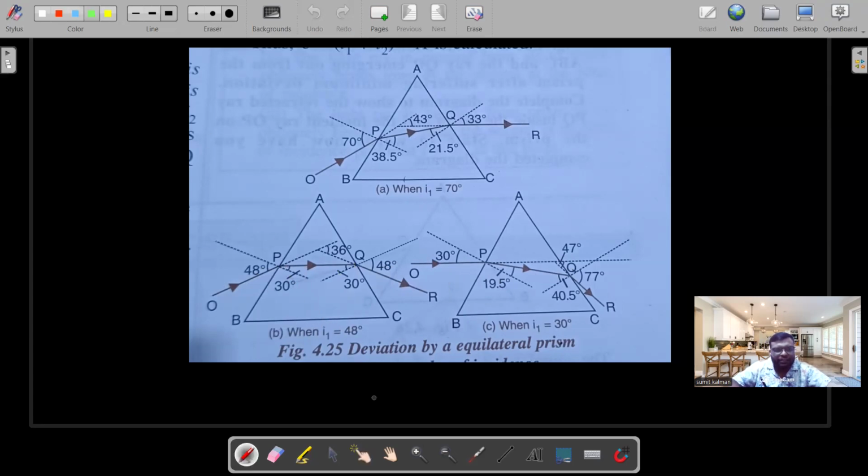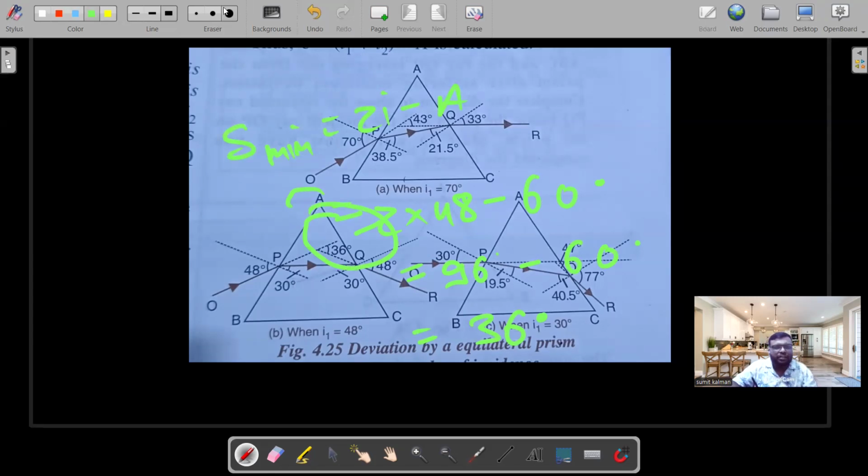And here you can calculate again minimum deviation from the same formula. Delta minimum is equal to 2I minus A. So here it will be 2 into 48 minus angle of prism. Suppose that angle of prism is 60 degree. So here if you calculate this, 48 into 2, it will be 96 minus 60 degree. So here again it will come out to be 36 degree. So 36 degree is the minimum deviation.